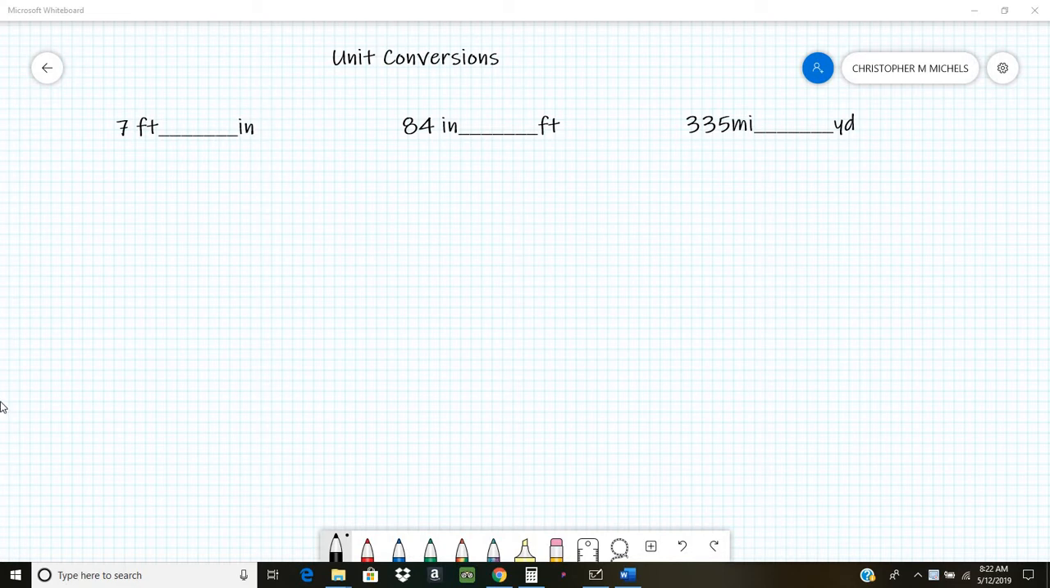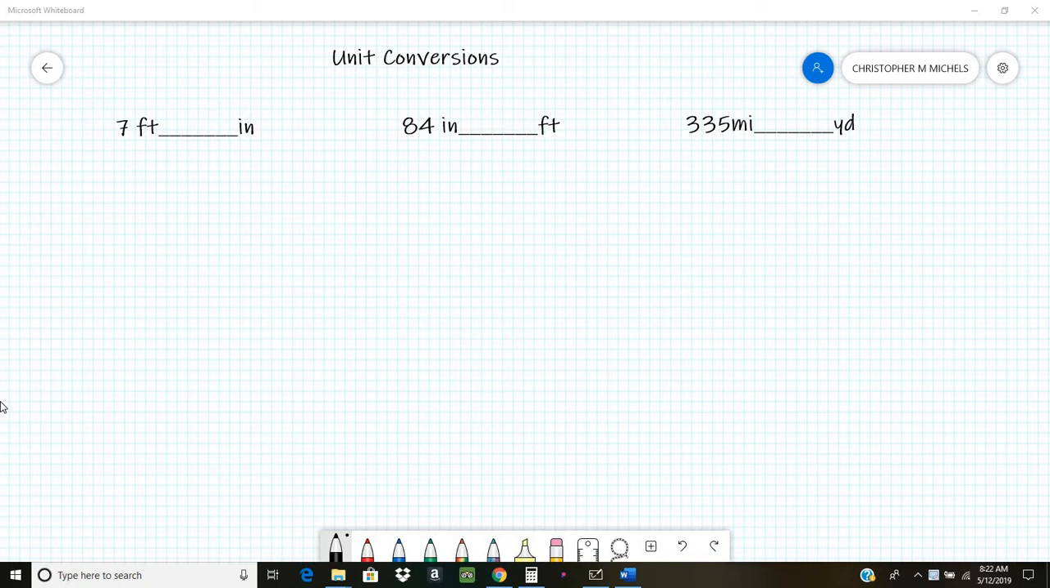Okay, let's talk about unit conversions. Now, these problems, kind of like the ratios, the proportions, the percentages, can be kind of tedious. It just depends what you're converting, but the math on these is repetitive, and I'm going to show you a different way of doing these.